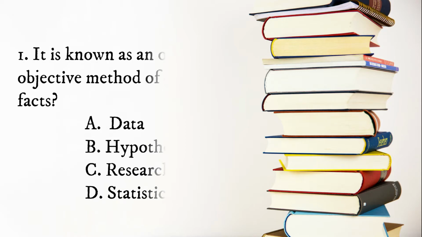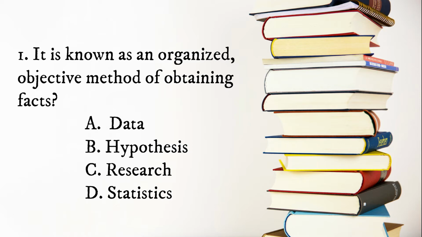Before we proceed, answer first these questions. Write the letter of the correct answer in your answer sheet. Number 1. It is known as an organized, objective method of obtaining facts. A. Data, B. Hypothesis, C. Research, or D. Statistics.